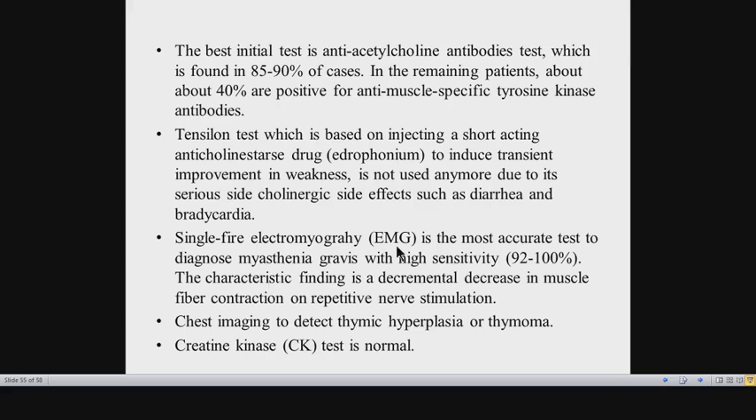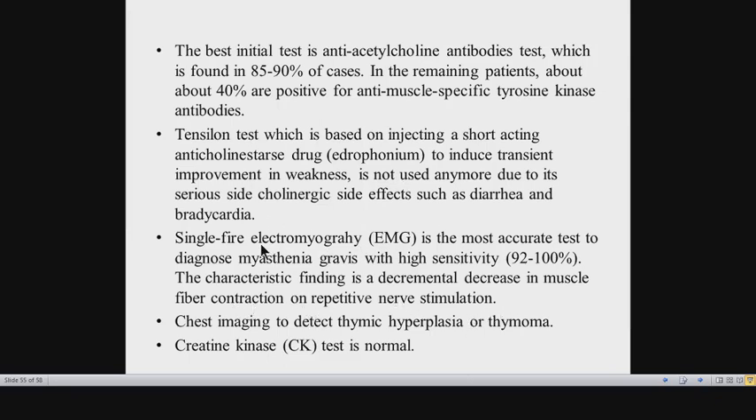The most accurate test to diagnose myasthenia gravis is single fiber electromyography, single fiber EMG. EMG وتحديدا في ال EMG بنعمل specific test اسمه single fiber EMG. This test is the gold standard test to diagnose myasthenia gravis. It has high sensitivity, 92 to 100% to diagnose myasthenia gravis. A characteristic finding in this test is a decremental decrease in muscle fiber contraction on repetitive nerve stimulation.